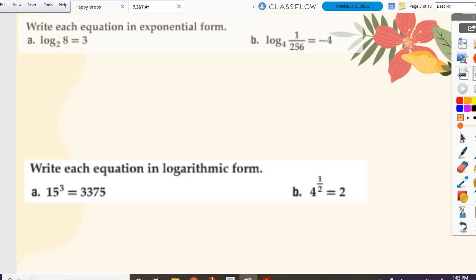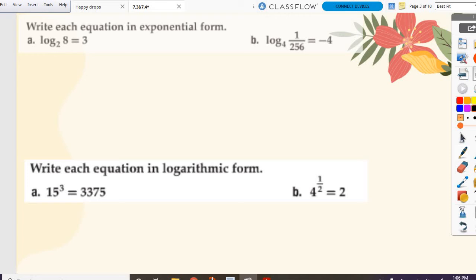So let's go ahead and practice a little bit converting from one to the other. It says write each equation in exponential form. And remember my little tip that logarithms equal exponents. Now the way that we read a logarithm, on part A, is we would say log base 2 of 8 equals 3. And that's really important because the 2 is the base of our logarithm. It's not just hanging out. It's not a 28. It's not log of 2. It's log base 2 of 8.